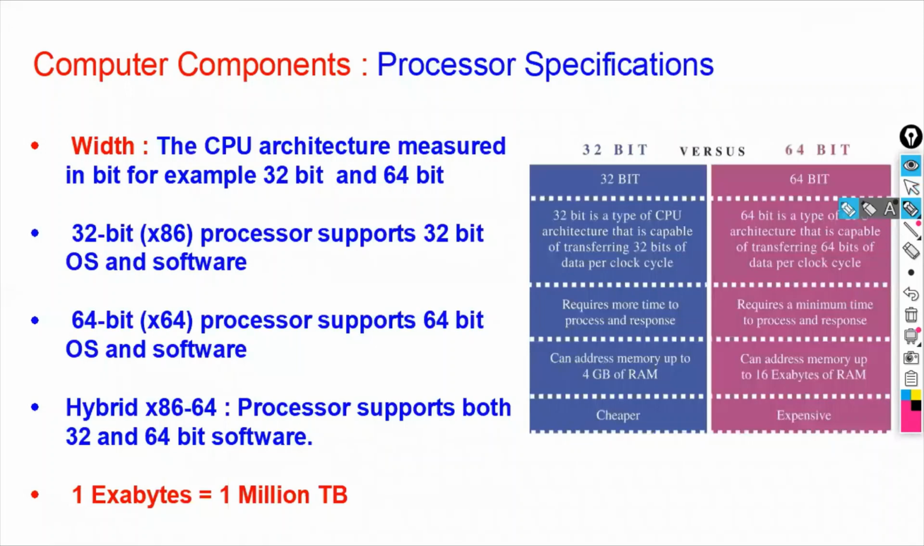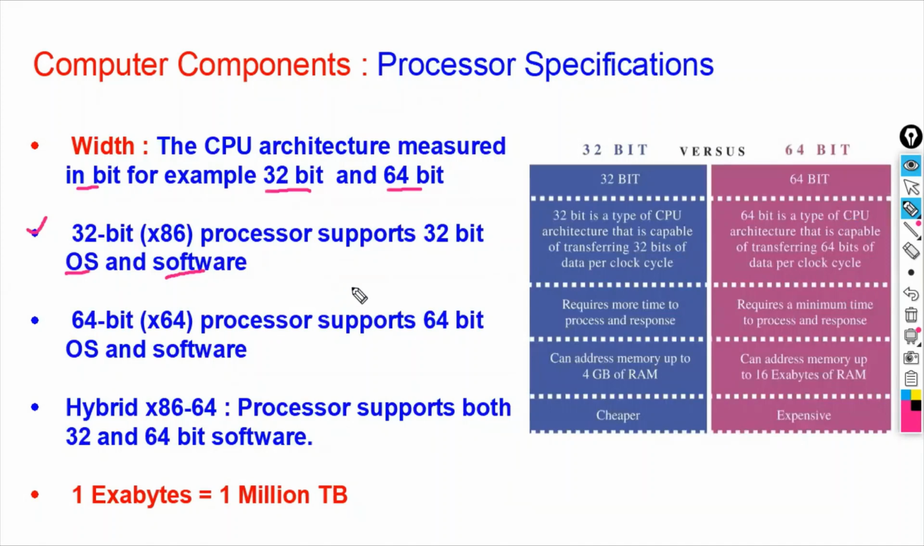What is width here? The CPU width is the architecture of the CPU, measured in bits. For example, 32-bit processor, 64-bit processor. A 32-bit processor supports 32-bit operating systems and software.